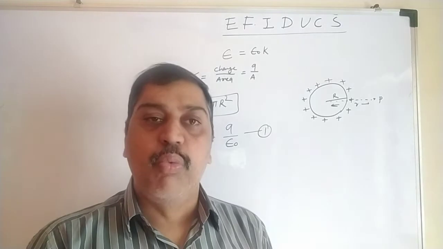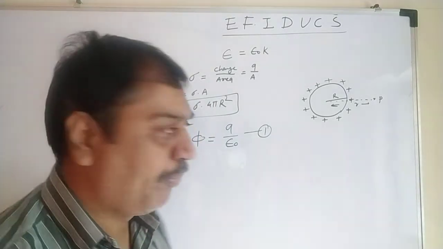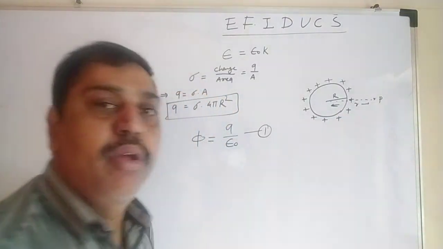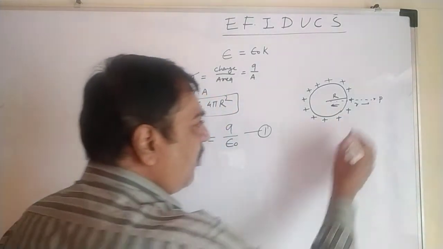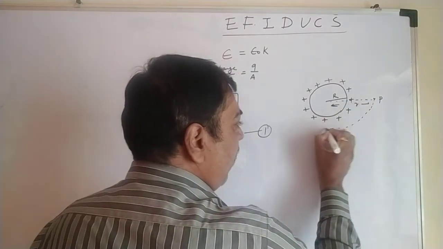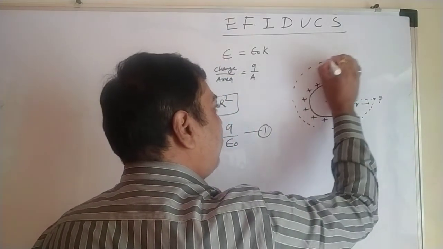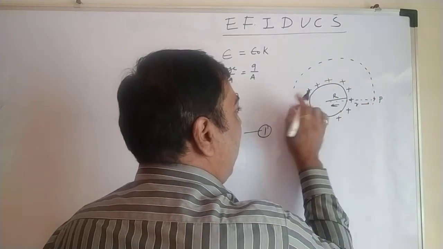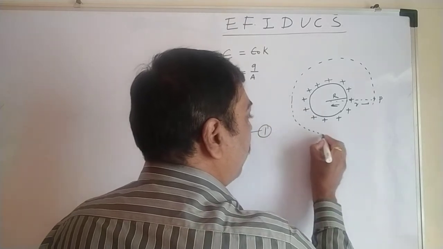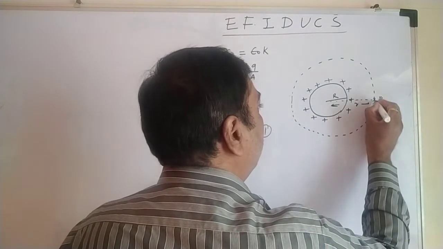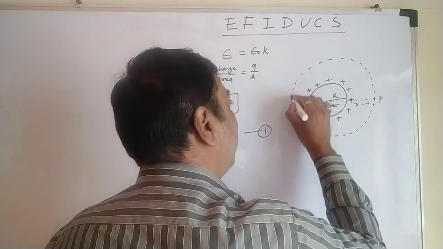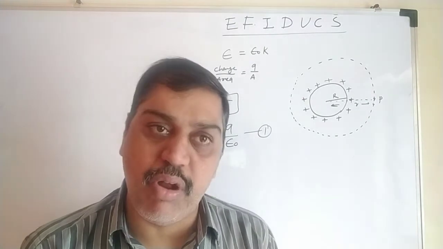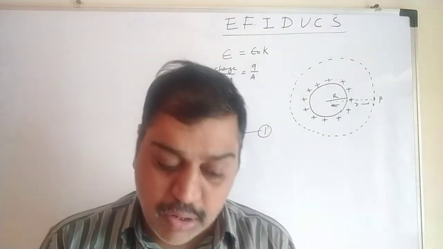What should we do? We have to draw a concentric sphere whose radius is r, and point P would be on the surface of this sphere. So let us draw this concentric sphere by a dotted line. That concentric sphere is said to be the Gaussian surface or Gaussian sphere. The imaginary sphere we have drawn by dotted line is said to be the Gaussian sphere.